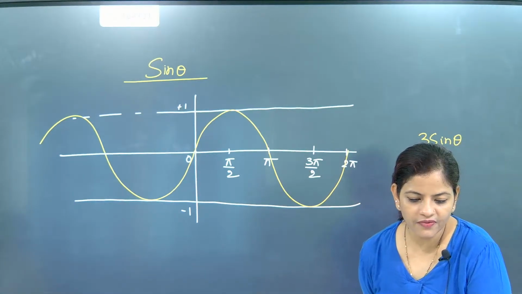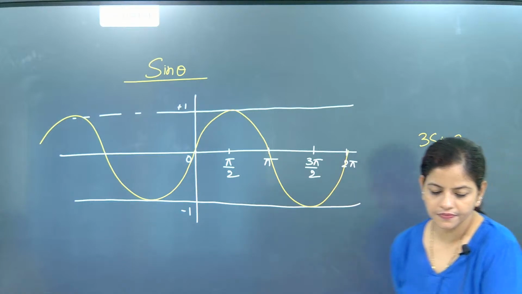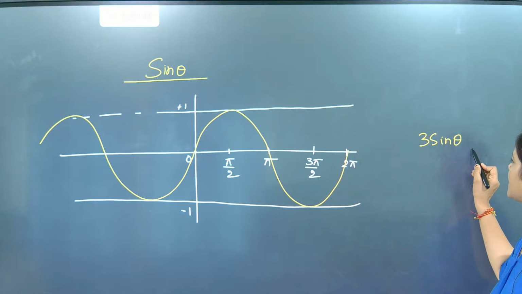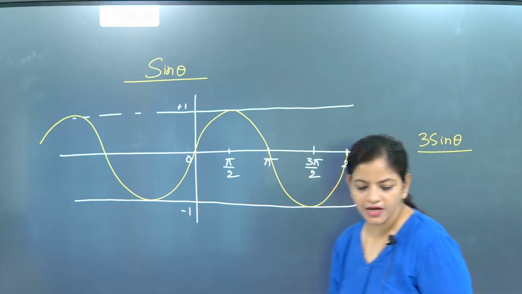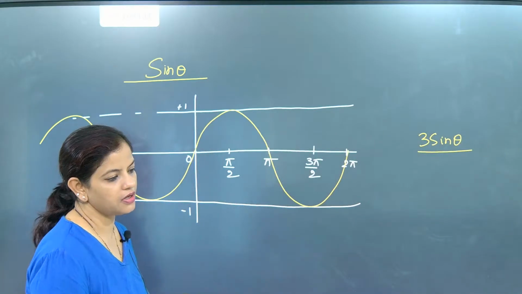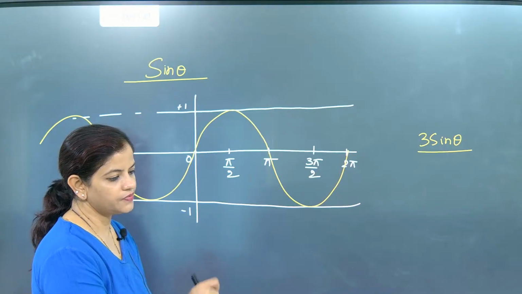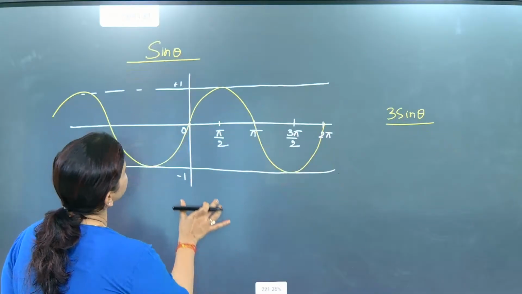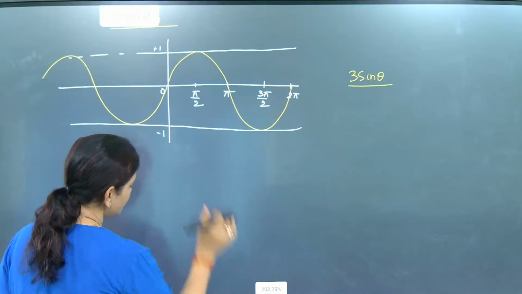We'll start one by one. Simple one I'm starting. The graph will be exactly 3 sine theta. So will the 3 sine theta graph be the same or different? See, I'm explaining one simple thing, it will help you. This is exactly the sine graph. We are keeping it as it is.